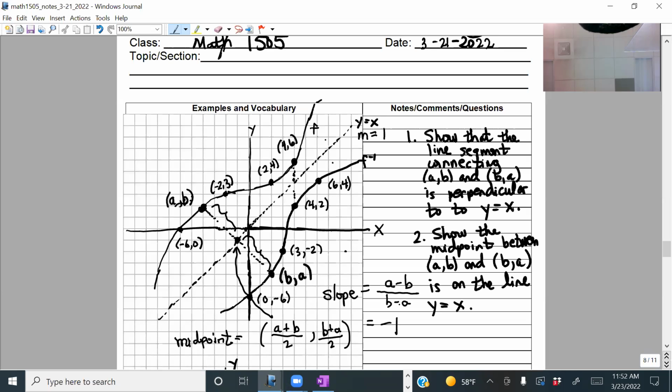Is that what I wanted? Well, the slope of y equals x is what? 1. Slope here is -1. So indeed, these two lines are perpendicular. And so there you're done. When you take a point and flip its coordinates, what you're really doing is just reflecting that point around what line? The 45-degree line y equals x. So do that same thing for every point on f, reflect them all around y equals x. That would give you the graph of f inverse.